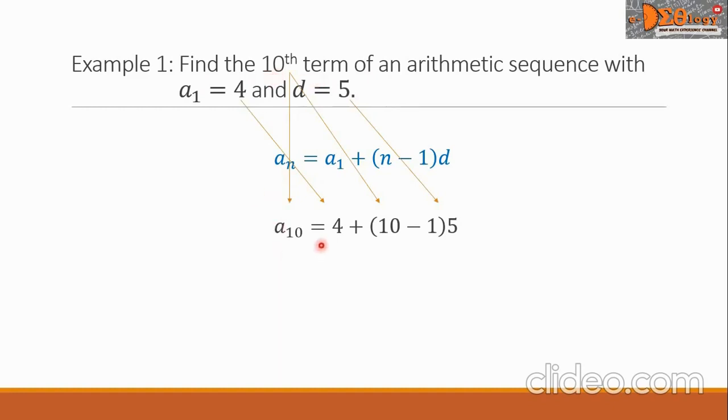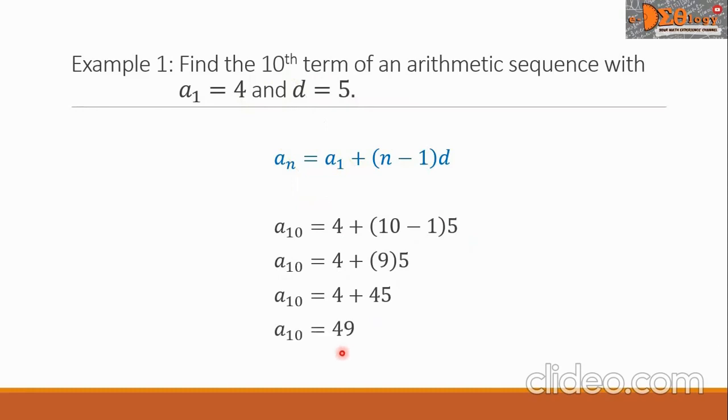So this is a sub 10 equals, the a sub 1 is 4, plus the quantity n is now 10, minus 1, that is a constant, times d, which is 5. Let us simplify further. 10 minus 1 gives 9. So we have now a sub 10 equals 4 plus 9 times 5. The product of 9 and 5 is 45. Then we get the sum of 4 and 45, and that is 49. So the 10th term of this arithmetic sequence is 49. This is our final answer.